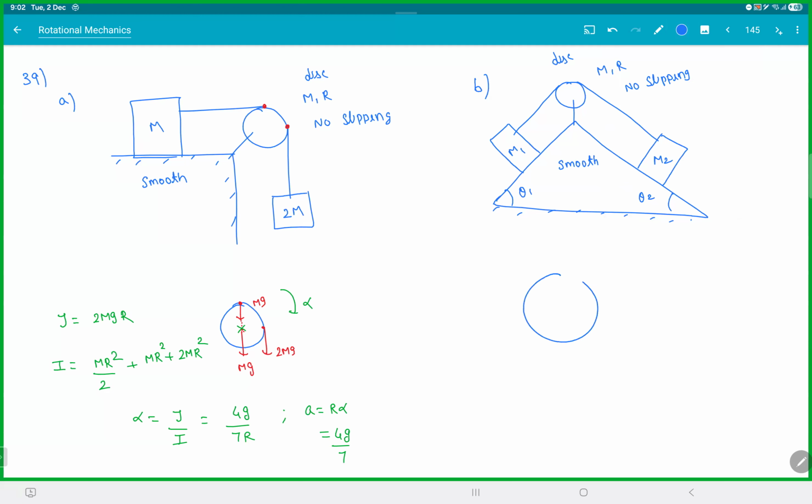Same thing here when you take the pulley. Now, when you attach the masses here, remember they're at something like this. So this is m2g sine theta 2. This is the center, that is m1g sine theta 1, cos theta 1.